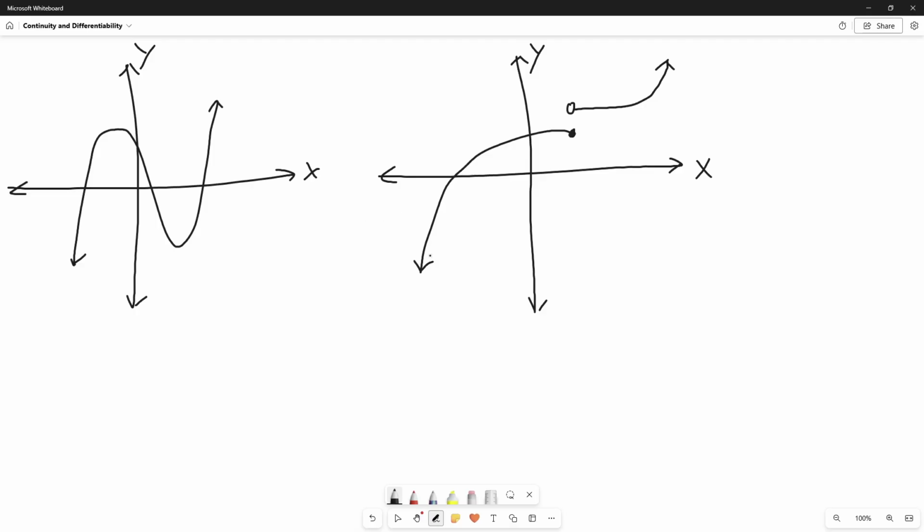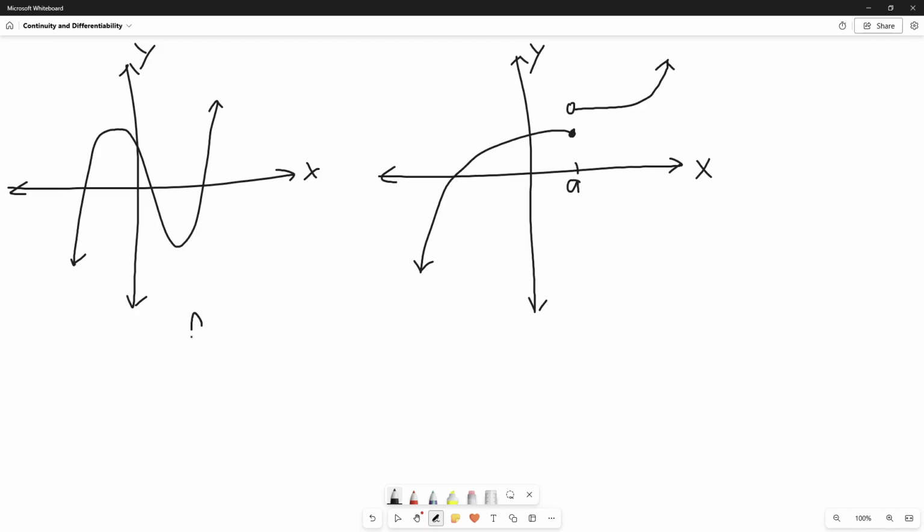But for the second graph, you would have to stop at, let's say, this point A, and then pick up your pencil, and then continue here and continue drawing. So we can say that in this first graph, it's continuous at all points, and in the second graph, it's continuous at all points, but it's not continuous at x equals a.